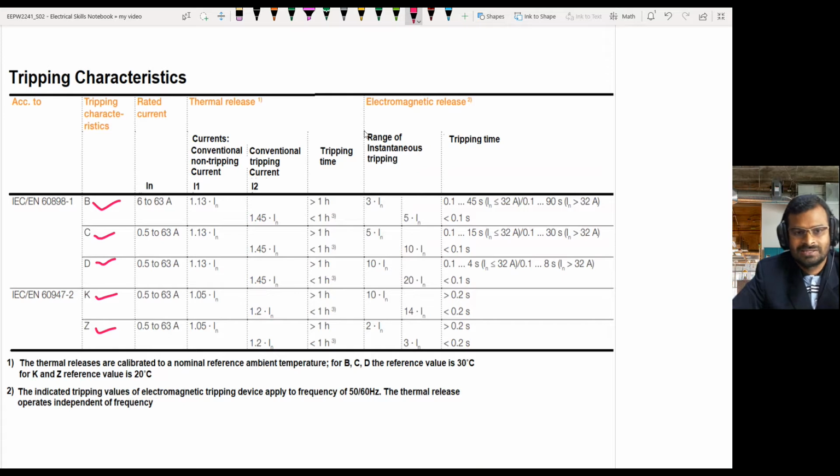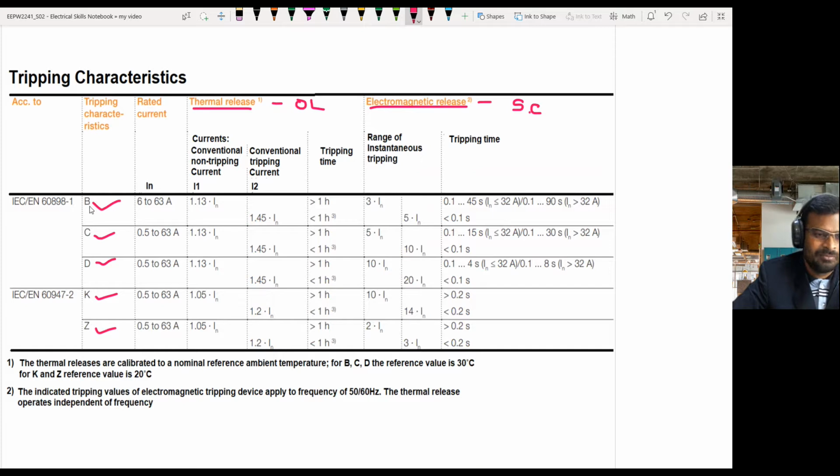And I have already discussed these two release mechanisms of an MCB, where we have a thermal release as well as an electromagnetic release. The thermal release, as I told you, is for overload conditions, and the electromagnetic release is for short circuit conditions. So what will be considered an overload, and how much time it will take to trip during this overload condition, and similarly what will be considered a short circuit, and how much time it will take for tripping during this particular fault, is given here.